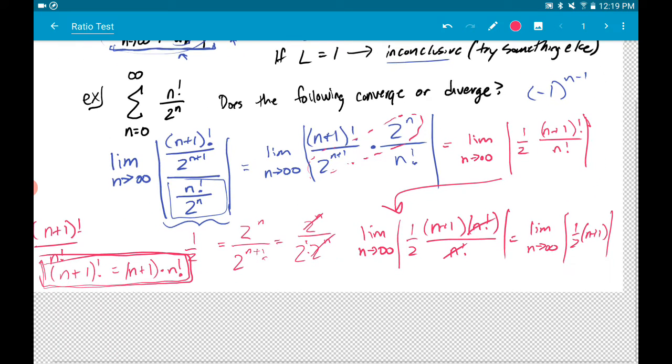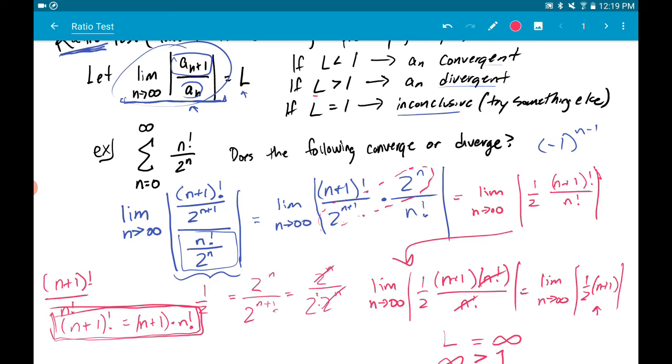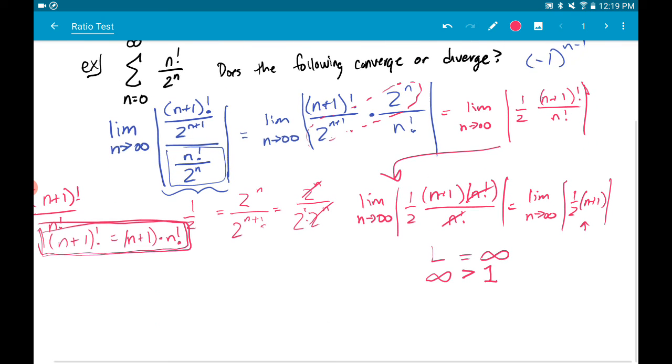So how does this play out? Well, if you actually take the limit now of this essential line, 1/2 times n plus 1, or you substitute infinity for n, the limit equals infinity. But infinity is greater than 1. I'm going back up to my definition up here. So the conclusion after all that algebra is that it diverges.